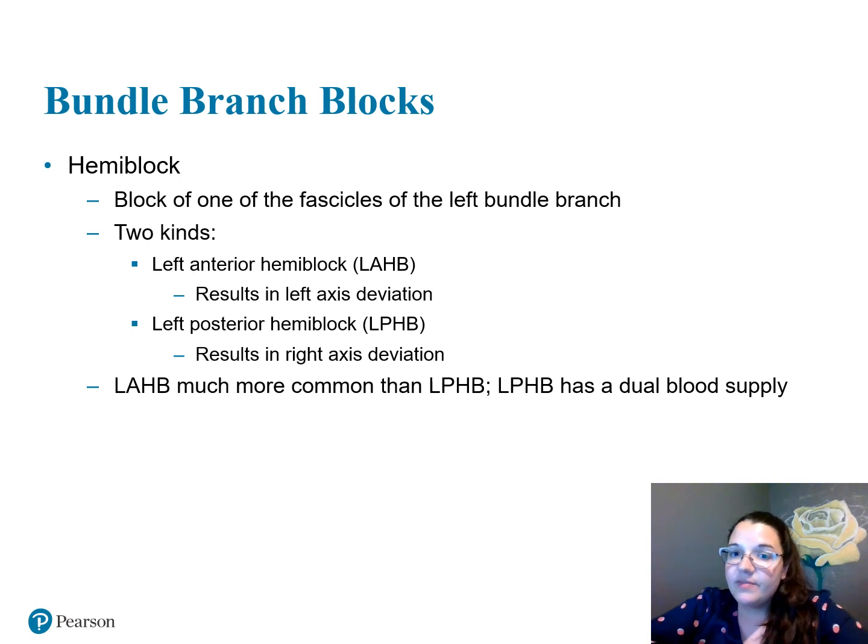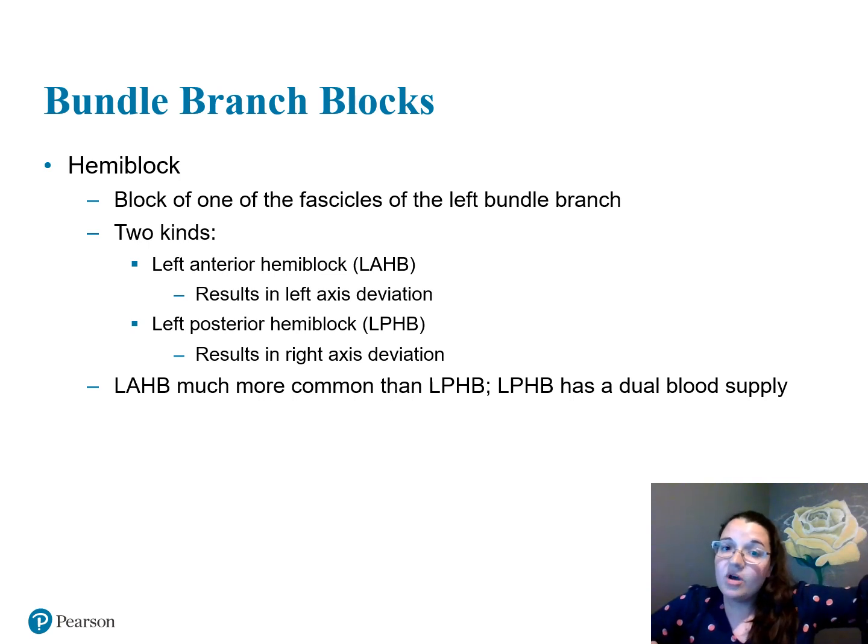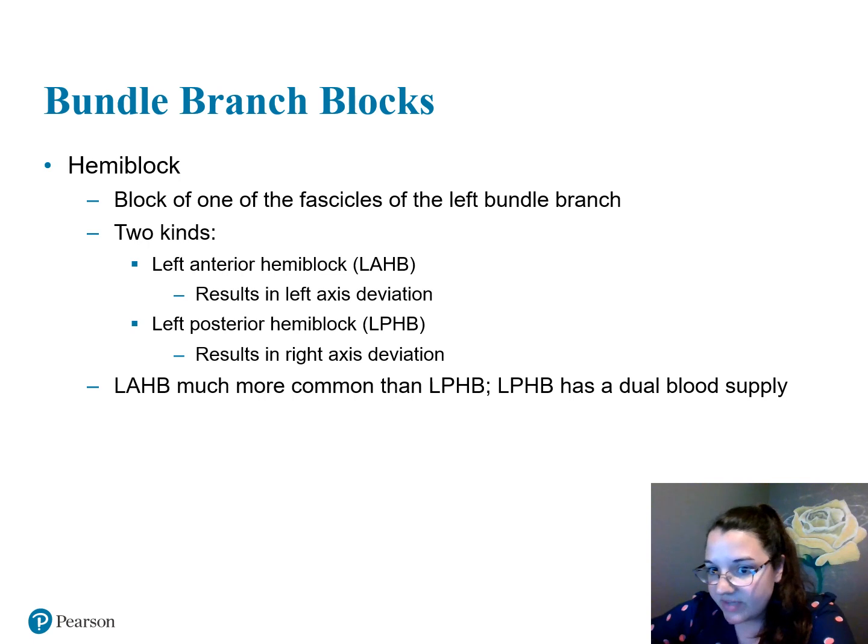So now we're going to talk about our hemiblocks. Think about it. If we have bundle branches, we have right and left. My right branch is just a single branch, right? But my left branch has 2 fascicles coming off of it. This is where I can get a hemiblock. So we have what's called your anterior and your posterior. Know these abbreviations, LAHB and LPHB. LAHB is a left anterior hemiblock, and it's a result of the left axis deviation.